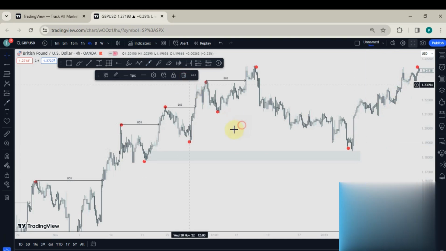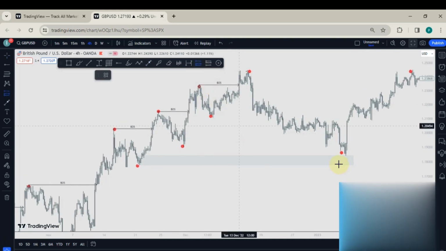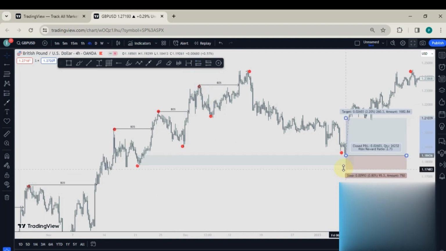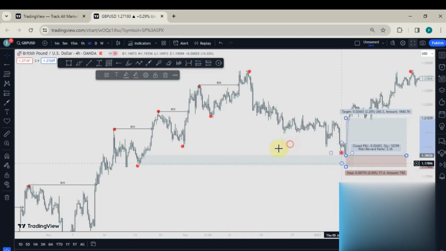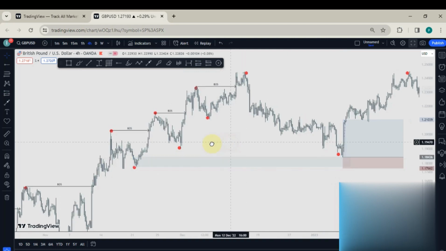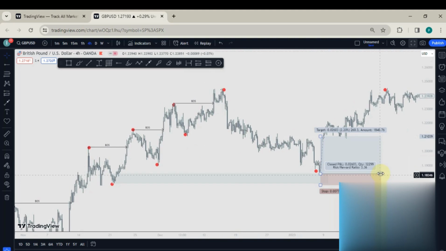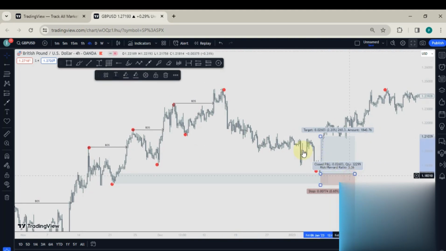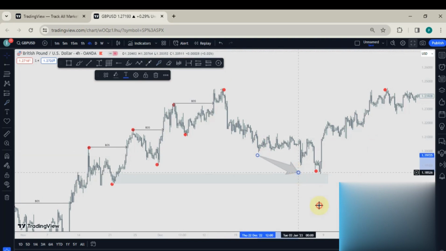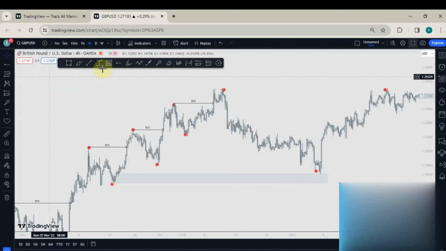And from here you can take your entry, which has two different types. We have a risk entry. We also have a reduced risk entry. A reduced risk entry is when price comes to the demand like this, but instead of entering, you wait for a confirmation. That is called a reduced risk entry.